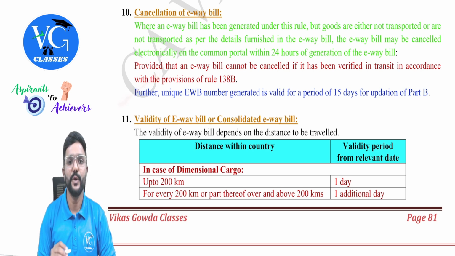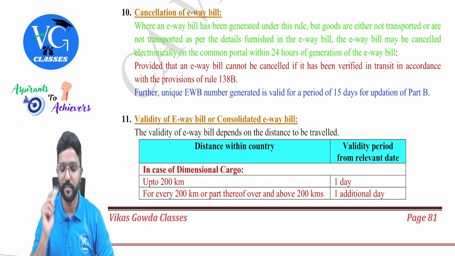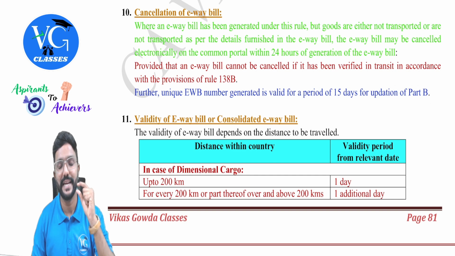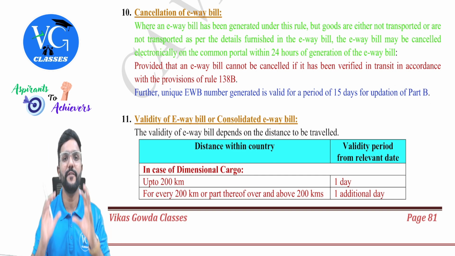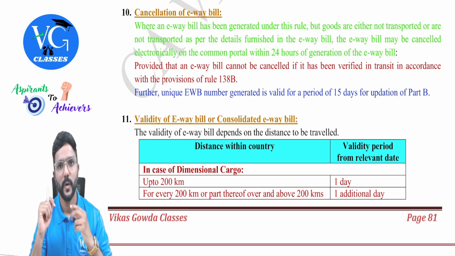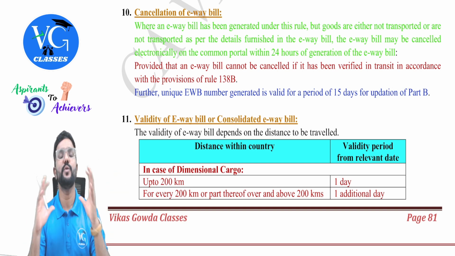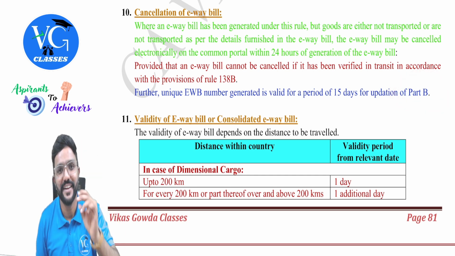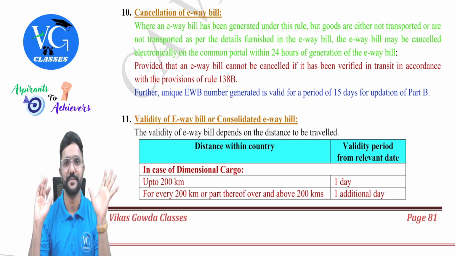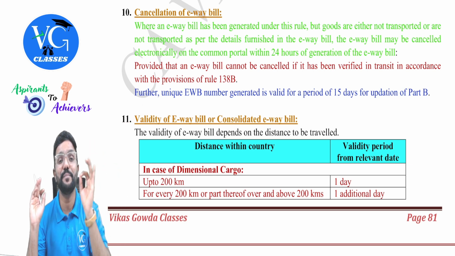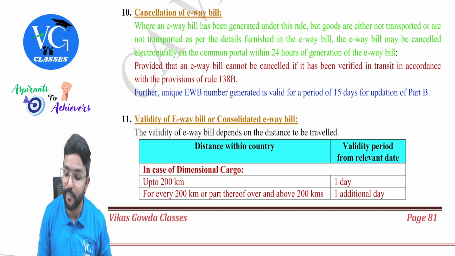Okay. Further, the unique e-way bill number generated is valid for a period of 15 days for updation of what? Part B details. I told you, once we generate the e-way bill by giving the details of goods in Part A, we have 15 days time to update the vehicle details in Part B. So from Part A to Part B, you have 15 days time. And once Part B details are updated, the validity period of the e-way bill will start. Validity period of the e-way bill will not start when you give Part A details. It will start only when you give Part B details.